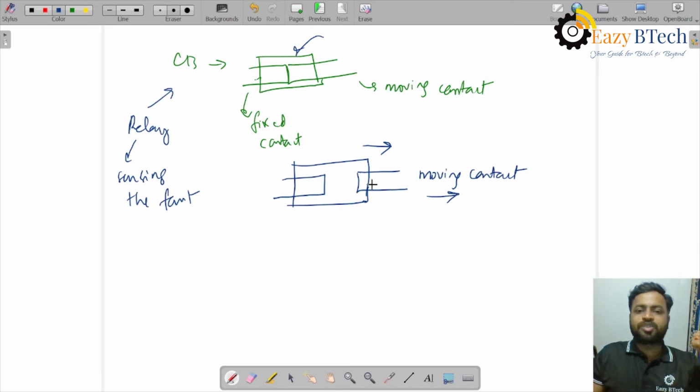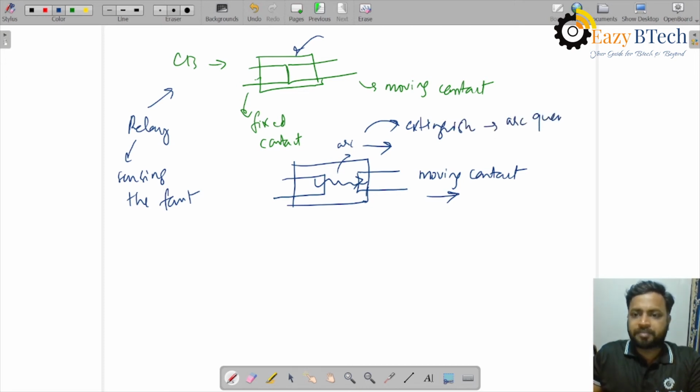Okay, so there is no melting or burning of any wire like that of a fuse. Although the separation of contacts will result in the formation of an arc. This is the arc. An arc will form when the moving contact is separated from the fixed contact. So to extinguish this arc, we have some arc quenching medium.